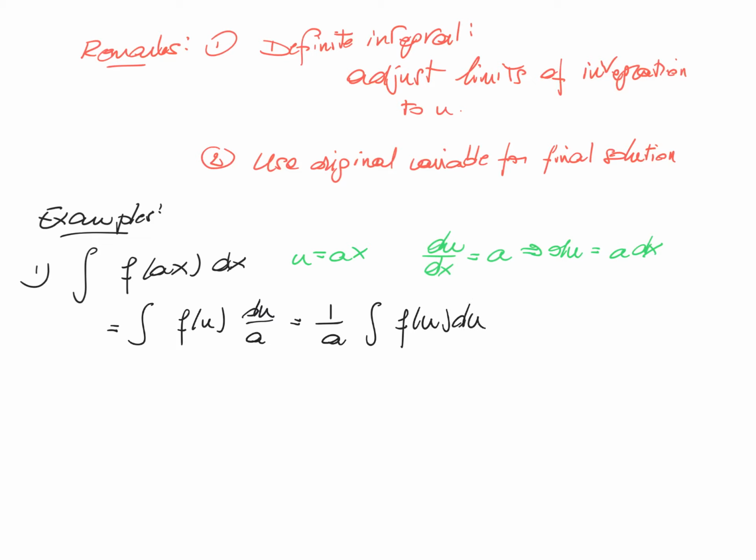So we see that if we have a function of a x here, the integral gets a constant 1 over a outside. So if we multiply x with a, the integral will have a factor 1 over a.